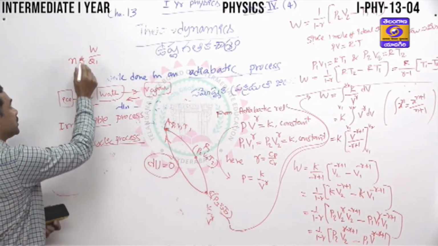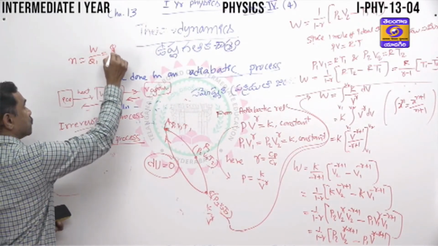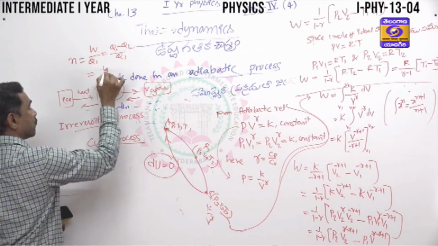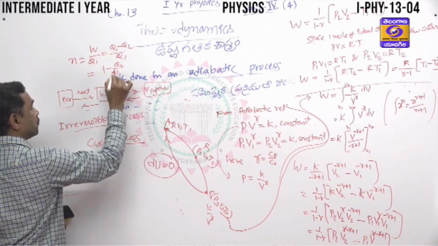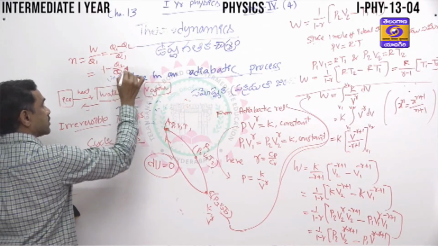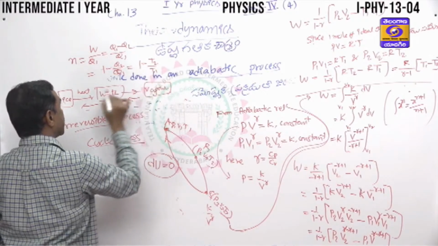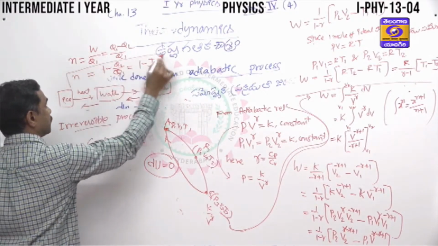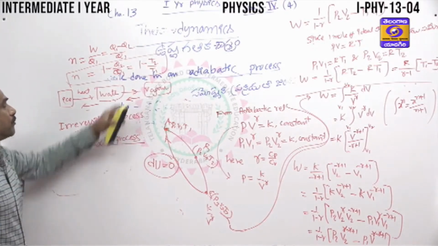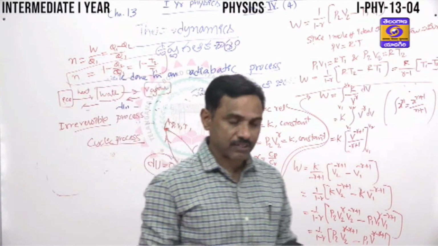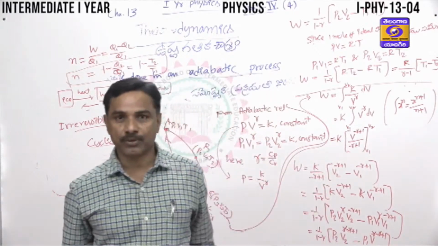So the efficiency is given by the expression (Q1 - Q2)/Q1. You can put this as 1 - Q2/Q1, or in terms of temperature, 1 - T2/T1. This is the efficiency of a heat engine. Why? Because of the second law of thermodynamics. Just let me introduce that. What is the second law of thermodynamics?